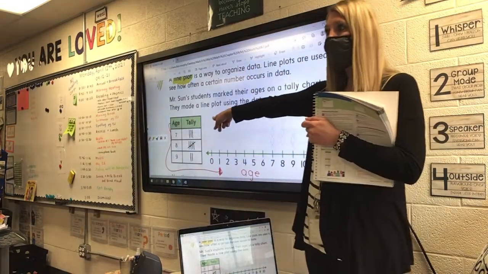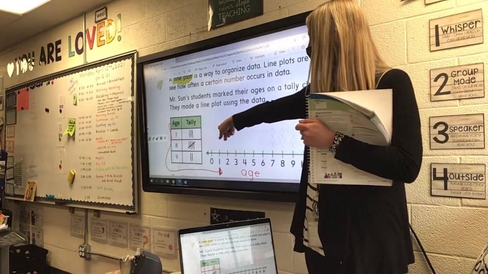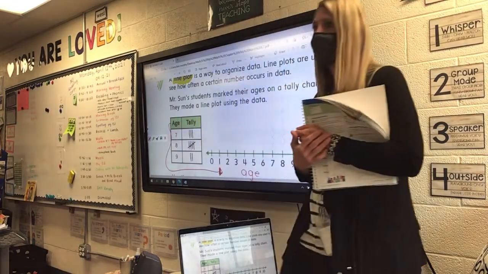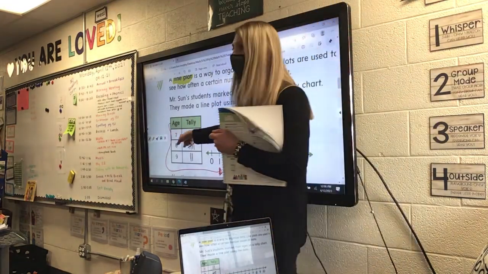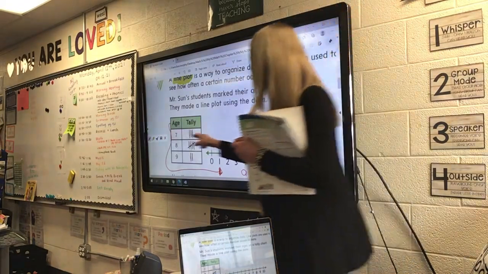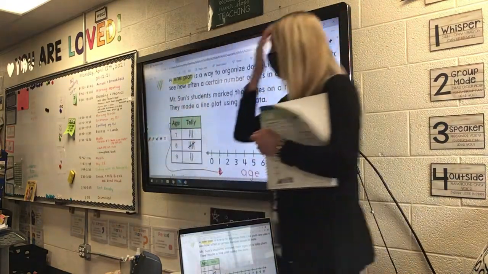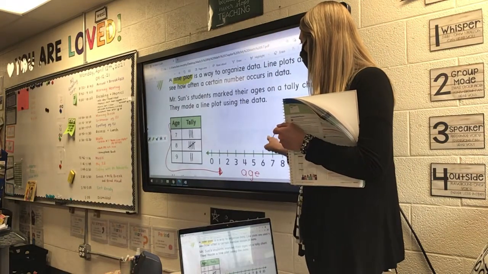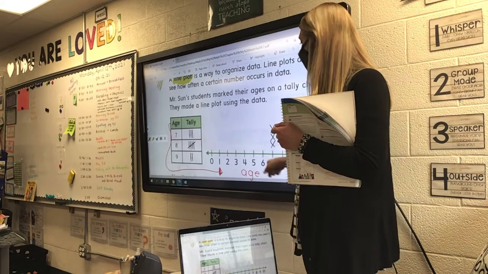Now, we can look at this tally chart over here. Raylan, how many students are 7? 3. So see how there's 3 tally marks? So on the line plot, with your pencil, I want you to trace over those X's because they're not very bold. 1 student, 2 students, 3 students, for age 7.